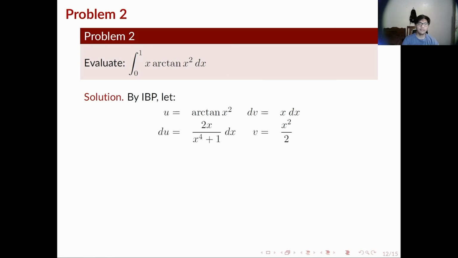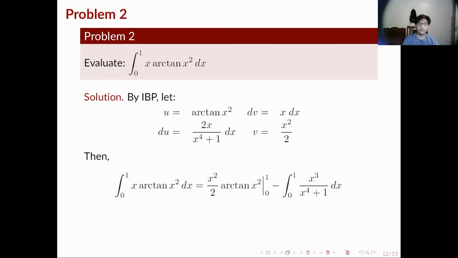Now, we have du equal to 2x over x to the fourth plus 1 dx and v be equal to x squared over 2. Then, we have the integral from 0 to 1 of x arctan x squared dx is equal to x squared over 2 times arctan x squared evaluated from 0 to 1 minus the integral from 0 to 1 of x cubed over x to the fourth plus 1 dx.